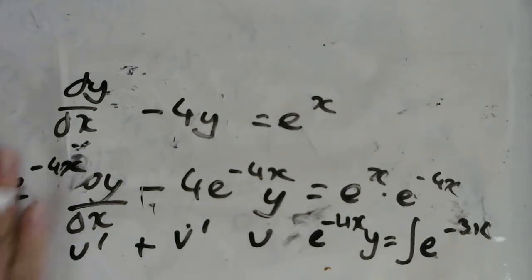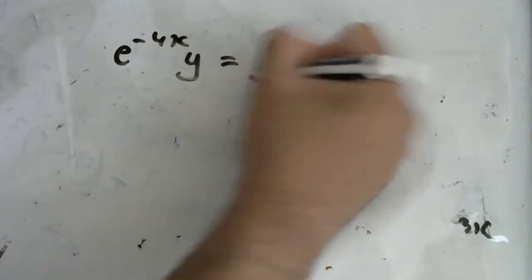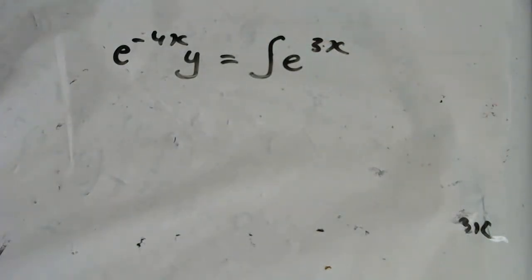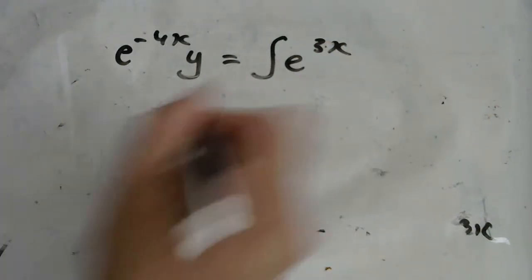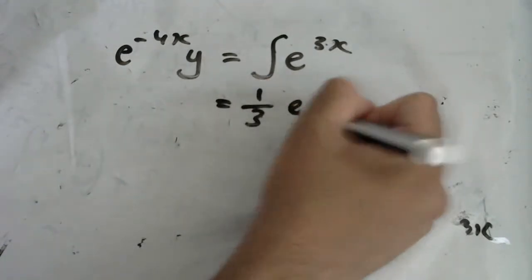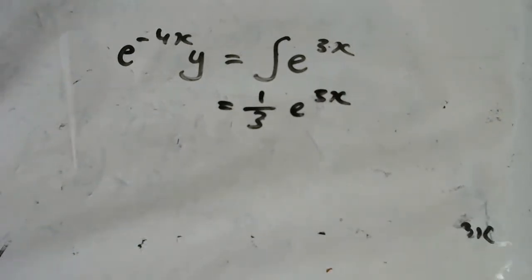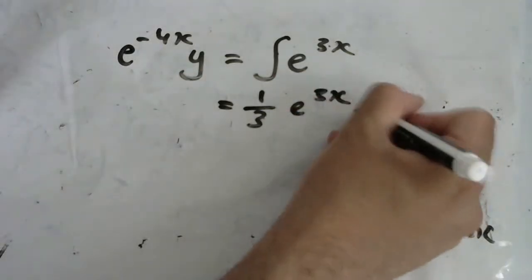Right, cool. So we're now up to the situation where we can say e to the minus 4x y is equal to the integral of e to the 3x. We can tie that up nicely by saying the integral of that is just going to be 1/3 e to the 3x, plus c. Hopefully that makes sense to people.